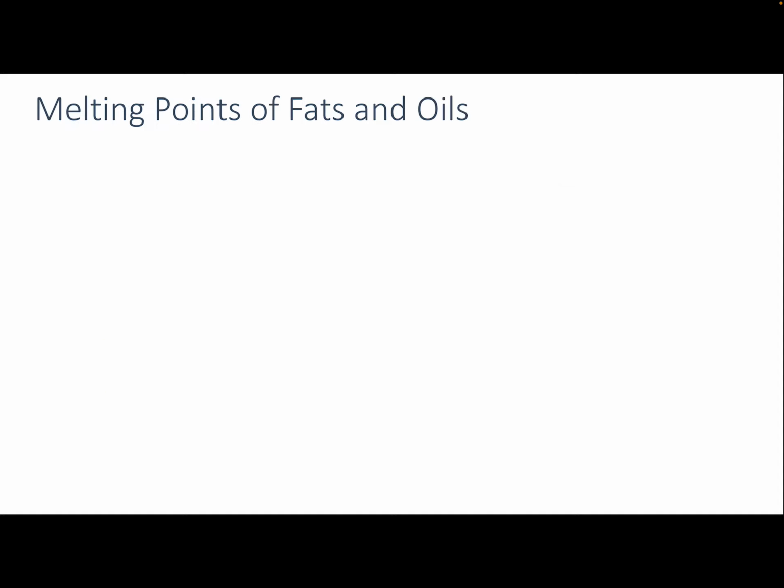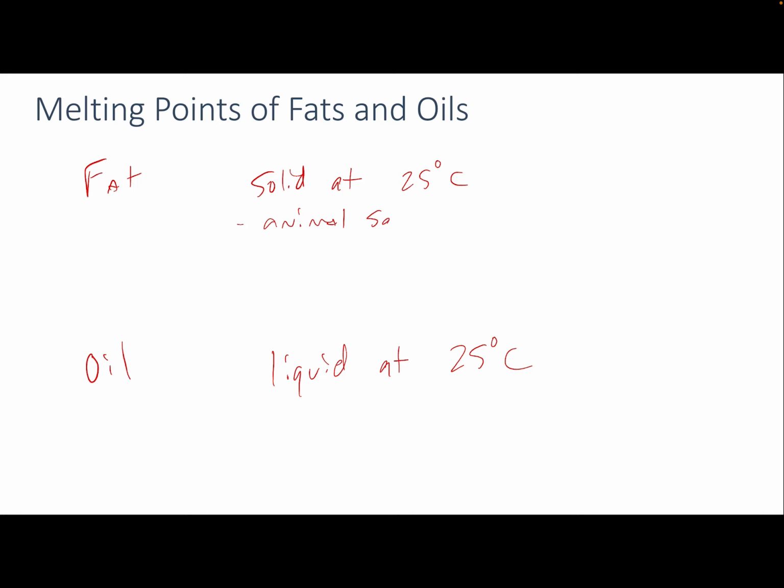Let's talk about melting point of fats and oils. So let's just compare them. Fat, oil. A fat is usually solid at room temp. I'm going to say 25 degrees. An oil, usually liquid. A fat usually comes from an animal source: meat, whole milk, butter, cheese, something that would be from an animal. Oil, usually obtained from a plant source, like corn or olive.